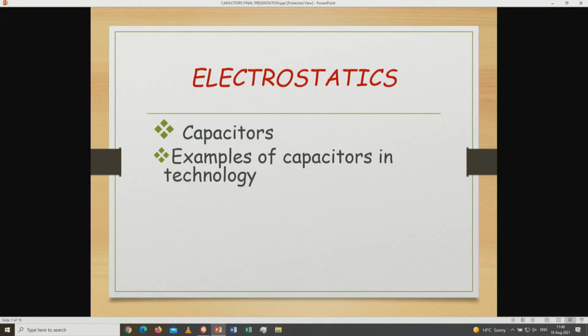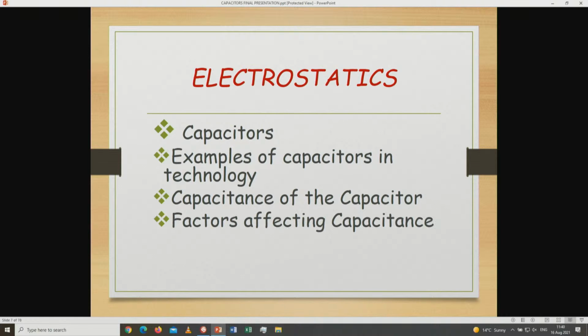Electrostatics, we are going to look at the following: capacitors, examples of capacitors, and the capacitance of a capacitor. There are also factors affecting capacitance. We're going to look into that.